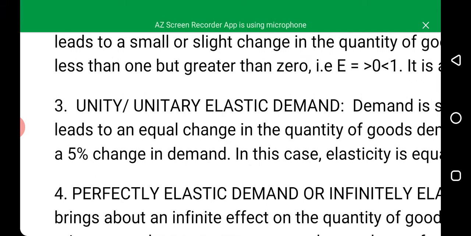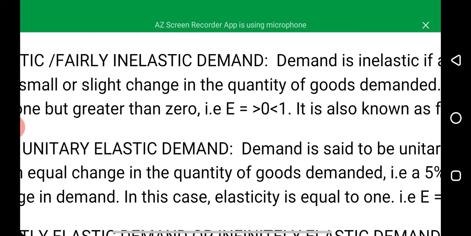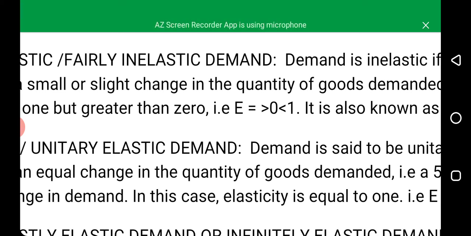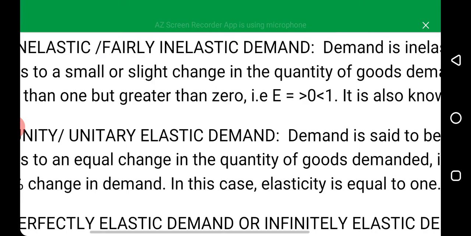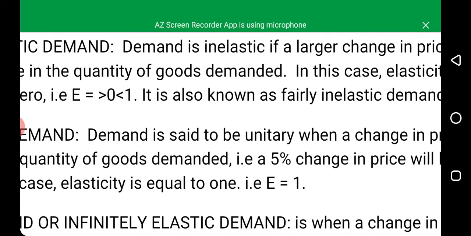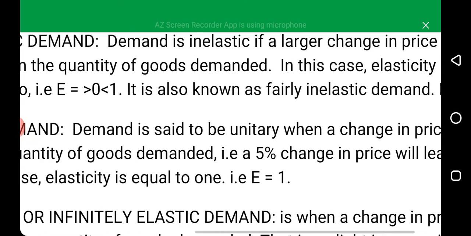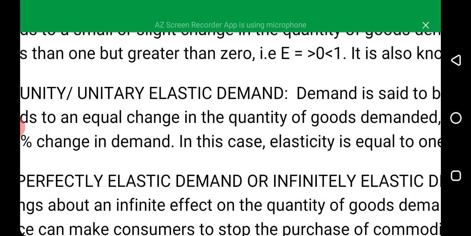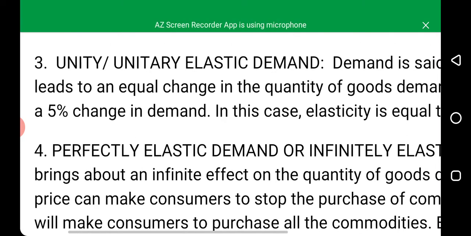Elasticity is less than 1, but it is greater than 0. That is elasticity of demand here. When demand is fairly inelastic, elasticity will be greater than 0 but less than 1. So it is also known as fairly inelastic. As I've said, there is a graph to demonstrate this one too, but I don't want to use my hand here, so we can get the accurate information that we need from the graph.